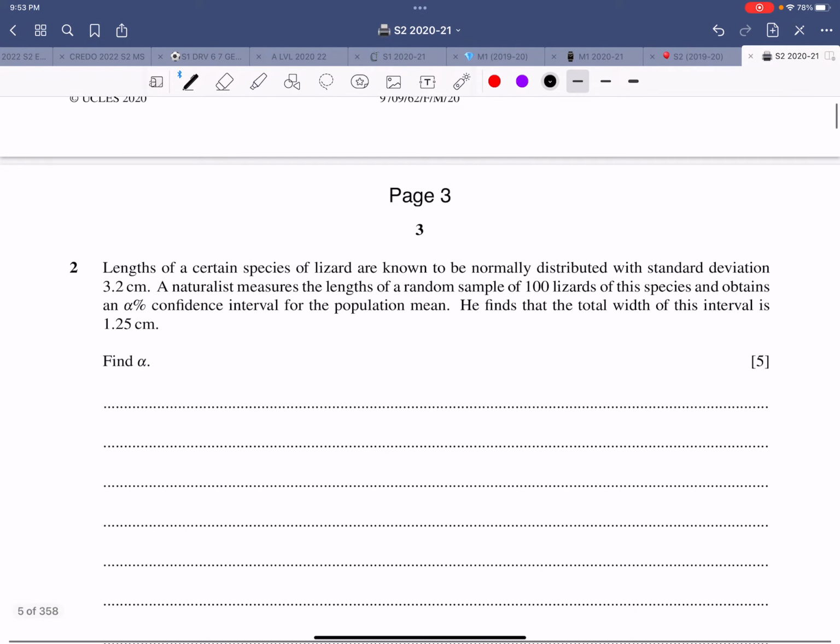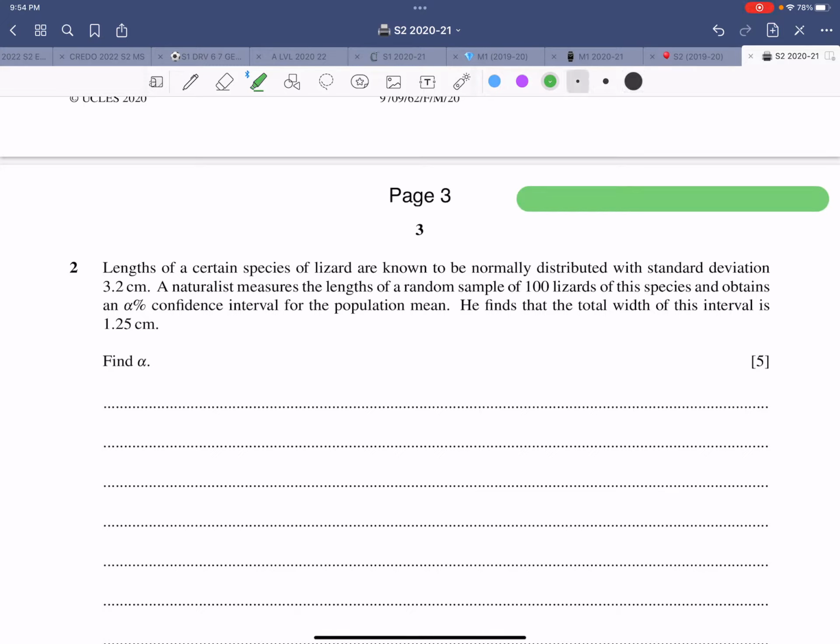Let's move to the second one. Now let me label this question and then now I'll start reading it. The question says, lengths of a certain species of lizard are known to be normally distributed with standard deviation 3.2. Normal, the mean is not given yet. A naturalist measures the length of a random sample of 100, obtains an alpha % confidence interval for the population mean. So let me label it.